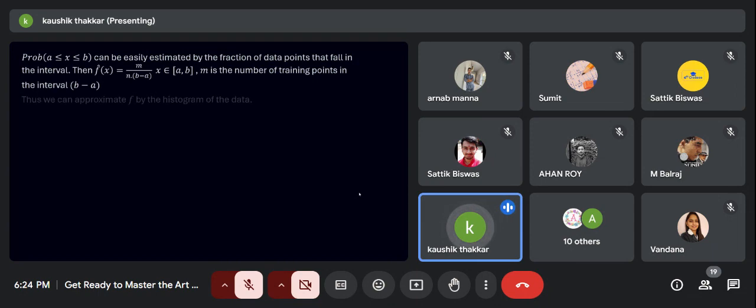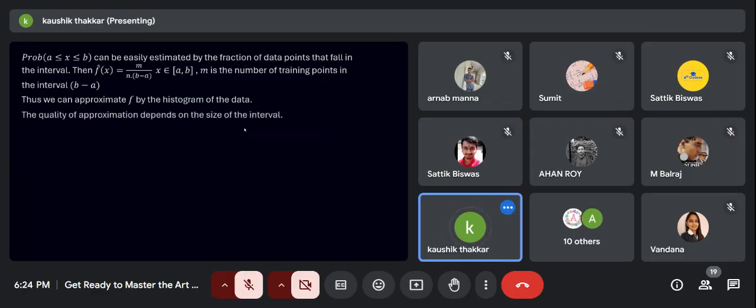So a very simple estimate is f hat x is basically m upon n times (b minus a), where x belongs to that interval and m is the number of training points in the interval a to b. It should be a to b, sorry. So we can approximate f by the histogram of the data.